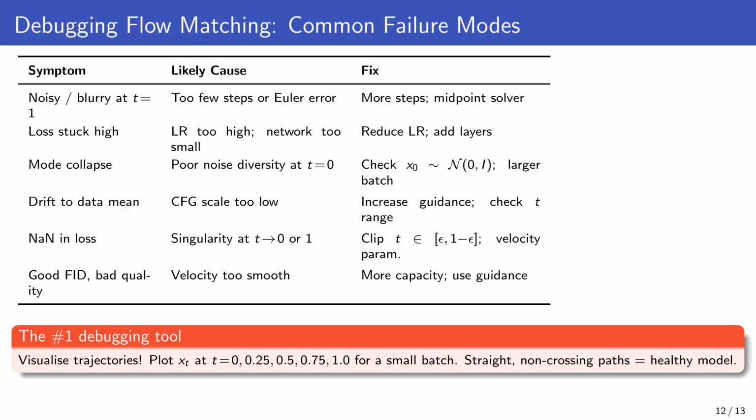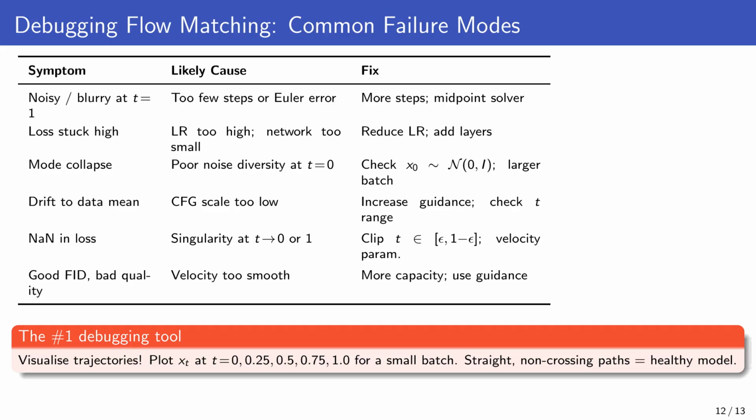the way to t=1. If your training loss is stuck at a high value and not decreasing, the usual suspects are a learning rate that is too high, a network that is too small, or incorrect input normalization. Flow matching requires that the velocity targets have reasonable magnitude, so make sure your data is properly normalized.